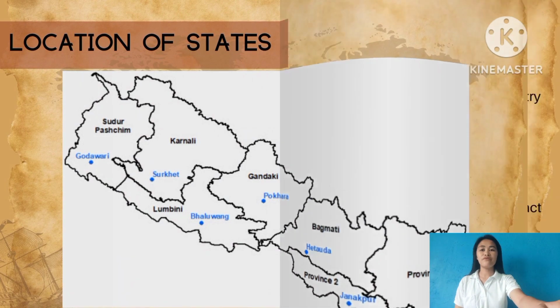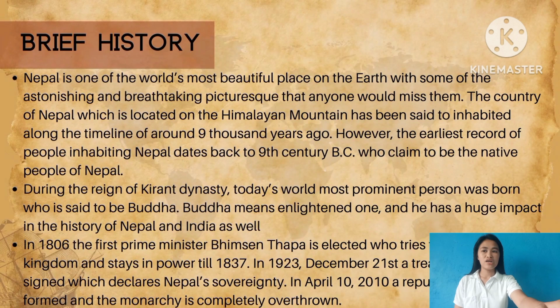Next is the brief history of Nepal. Nepal is one of the world's most beautiful places on earth, with astonishing and breathtaking pictures that anyone would miss. The country of Nepal, located in the Himalayan mountains, is said to have been inhabited for around 9,000 years. However, the earliest record of people inhabiting Nepal dates back to the 19th century BC, or before Christ, who claimed to be the native people of Nepal.